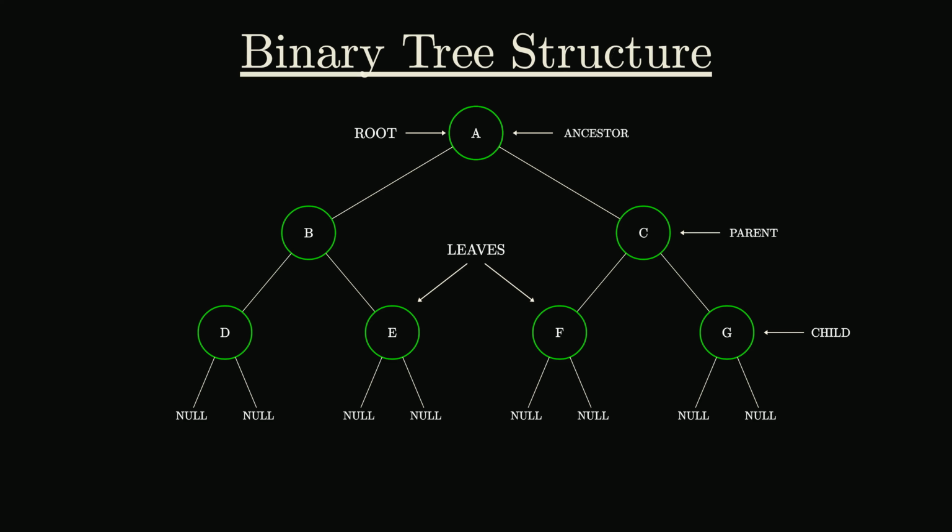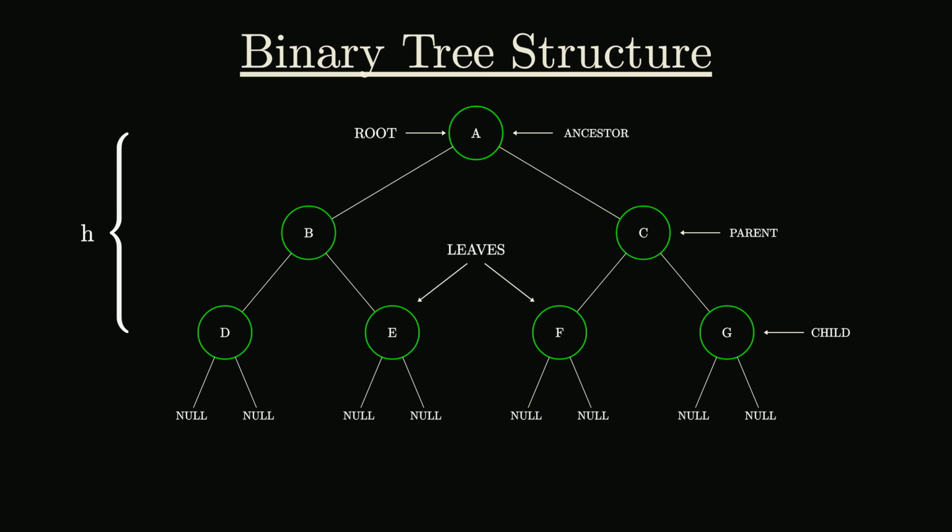And finally, subtrees are subsets of a larger tree. In this case, B, D, and E are a subtree of the larger complete tree. One important property of binary trees is their height. The height, defined as the longest path from the root to any leaf, illuminates various properties about the tree.